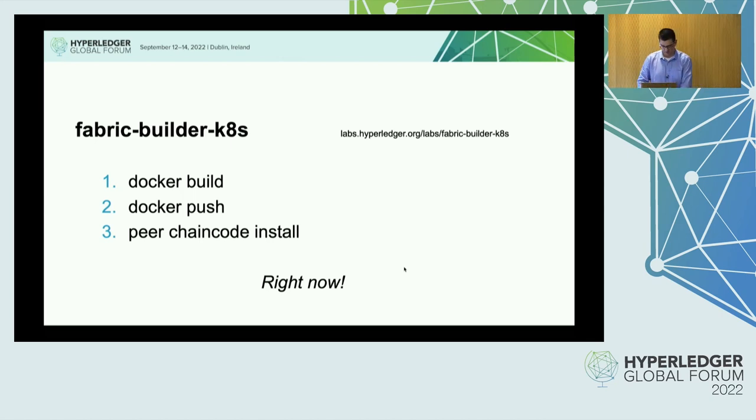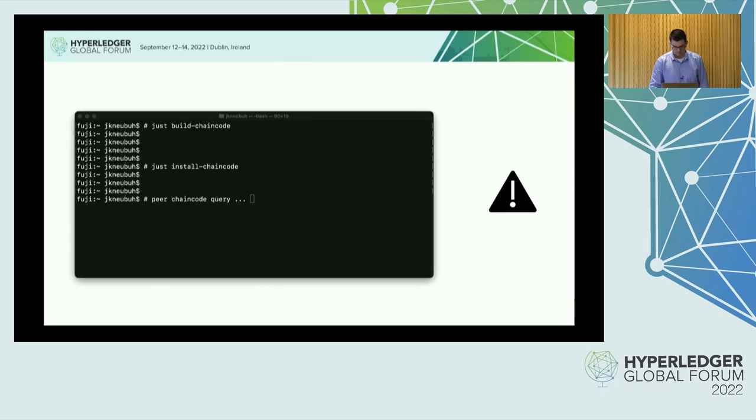What's stopping that? So the parts here are, I just want to build my chaincode. I just want to install my chaincode. And then I just want to work with my chaincode. Why is chaincode any more complicated than this?